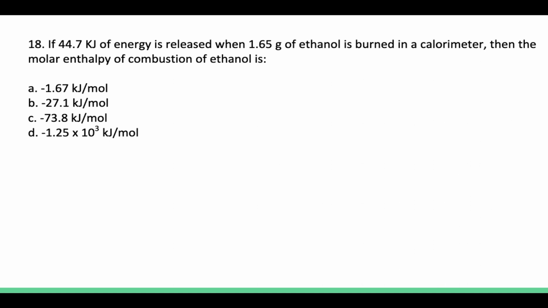Question 18 is an nH equals delta H question. It tells us the amount of energy that is released. So you're getting the delta H of this equation when 1.65 grams is burned. What is the enthalpy of combustion? So you are solving for H here.